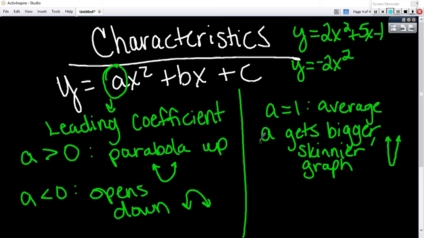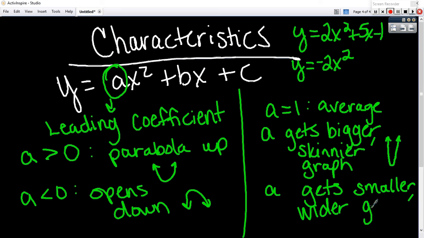And then, what do you think happens as A gets smaller? Wider. And remember, when we say smaller, we're not talking about positive or negative, because positive or negative has to do with up or down. So we're kind of talking about the absolute value of A, bigger, smaller.